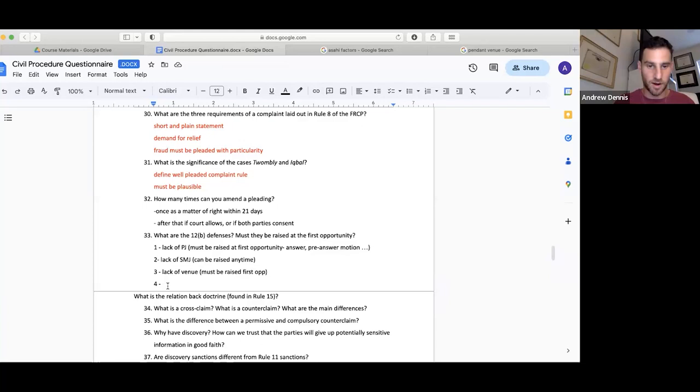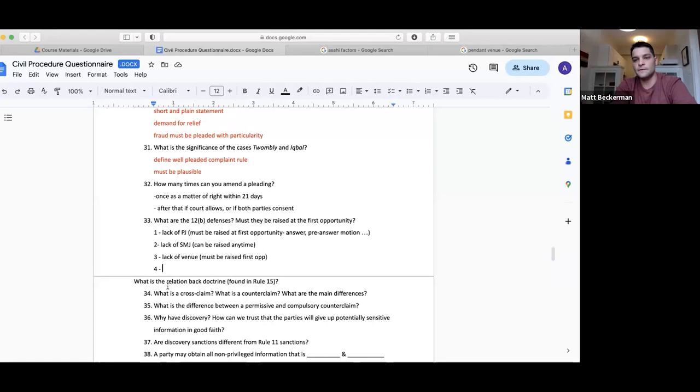What about 4? Those are kind of mushed together, but they're different from each other. These are all motions to dismiss. Motion to dismiss for lack of personal jurisdiction. Motion to dismiss for lack of subject matter jurisdiction. Motion to dismiss for improper venue. Now, the next two are very close.